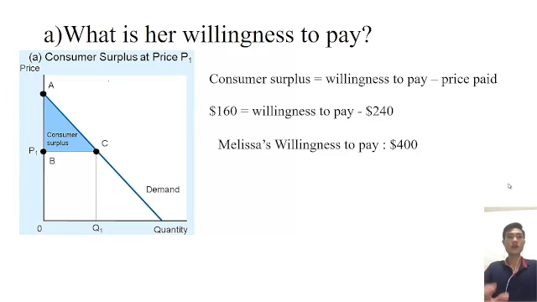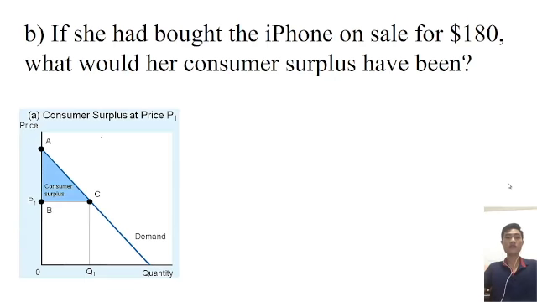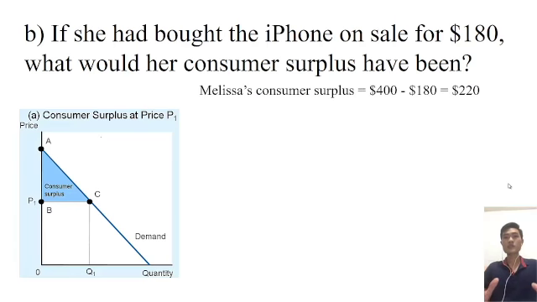Next question, if she had bought the iPhone on sale for $180, what would her consumer surplus have been? We still go by the graph that we have seen before. Melissa's consumer surplus would be $400 minus $180, which is willingness to pay minus the price paid. So Melissa's consumer surplus is $220.